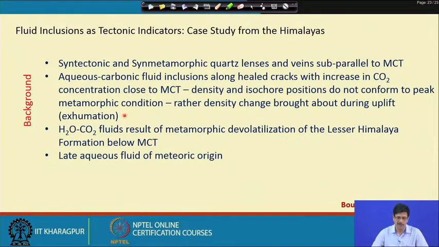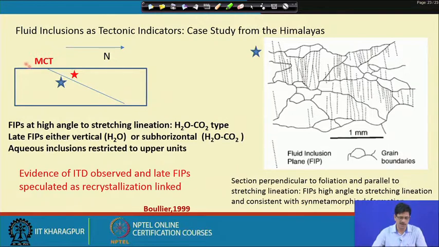So, the aqueous carbonic inclusions seen in the fluid inclusion planes from the syn-metamorphic quartz lenses that were sampled are presumed to be the result of the metamorphic devolatilization of the lesser Himalayan formations below the MCT, and the late aqueous fluids were interpreted to be of meteoric origin. So, this was the situation here. If this is the MCT, then samples were taken from below and above.